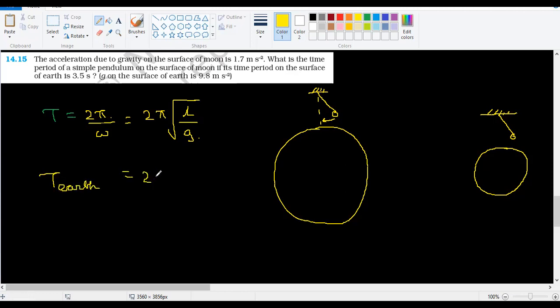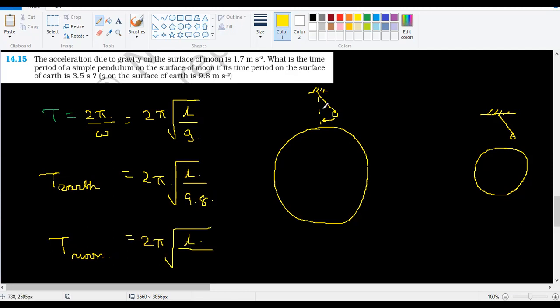T on the earth is 2 pi square root of L by G. They didn't talk anything about the length of the pendulum, so I'm going to leave it as L. G on the earth is 9.8. Now they are saying T on the moon. So what is asked? What is the time period of the simple pendulum? So the formula is same, 2 pi square root of L by G. Length of the pendulum, you just took the same pendulum to the moon, so the length is same. But the G on the moon is less, 1.7.